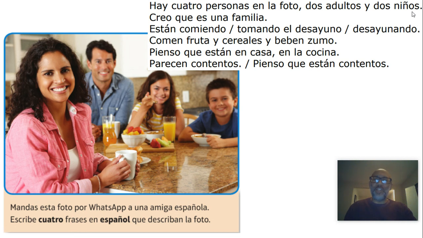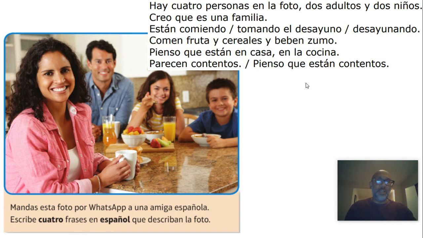You get 2 points for each accurate sentence, so to make up the full 8 marks available. So you could easily pick up your marks by having short, accurate sentences. Another example of that is this sentence here where it says they eat fruit and cereal and they drink juice. You could break that down into 2 sentences, or even 3. Comen fruta, they eat fruit. Comen cereales, they're eating cereal. Beben zumo, they're drinking juice. So you can see how you can make shorter sentences.